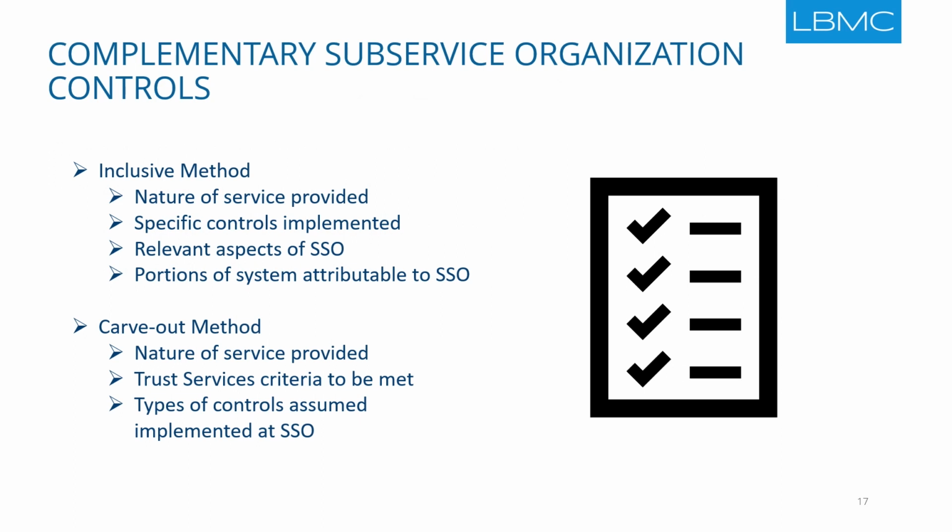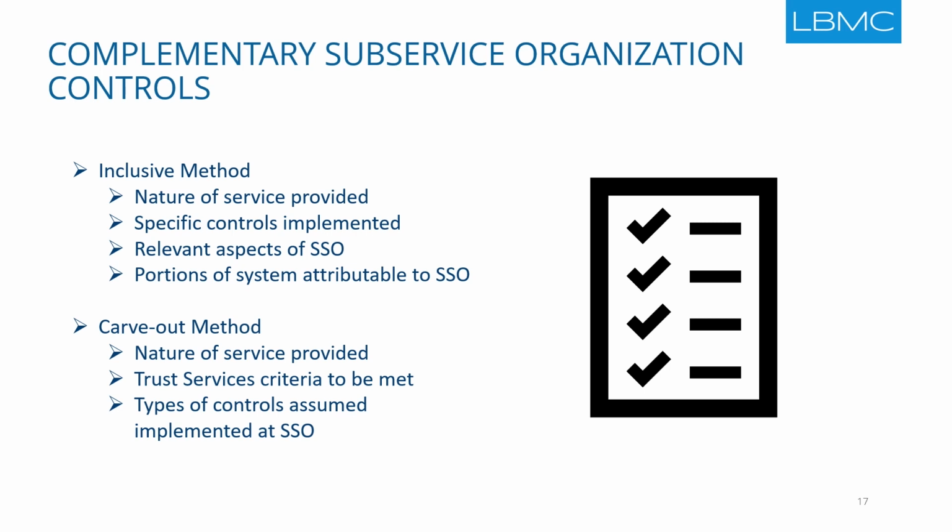Complementary subservice organization controls. The service organization may use a subservice organization to carry out controls that, along with its own controls, accomplish its service commitments and system requirements. If so, this could be reported using the inclusive method or the carve-out method. If the inclusive method is used, then this section would describe the nature of the service provided, the specific controls implemented, any relevant aspects of the subservice organization's infrastructure, software, people, procedures, and data, as well as portions of the system attributable to the subservice organization.